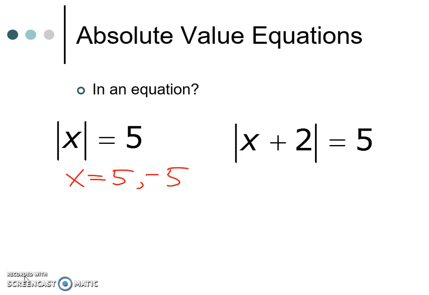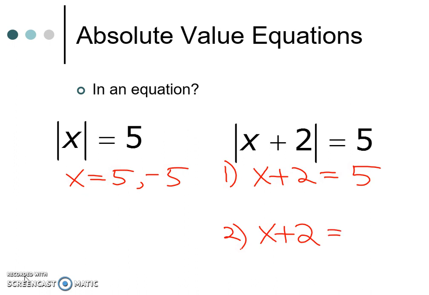What about absolute value of x plus 2 equals 5? You're going to have two setups, one with the positive, one with the negative. First setup, you're going to have x plus 2 equals positive 5. The second setup is x plus 2 equals negative 5.